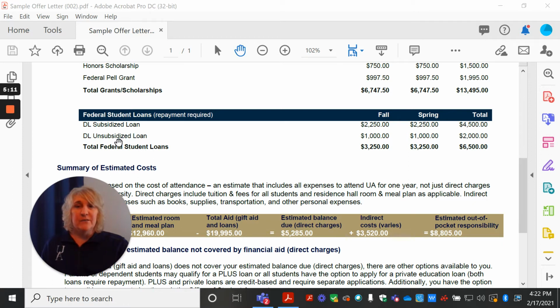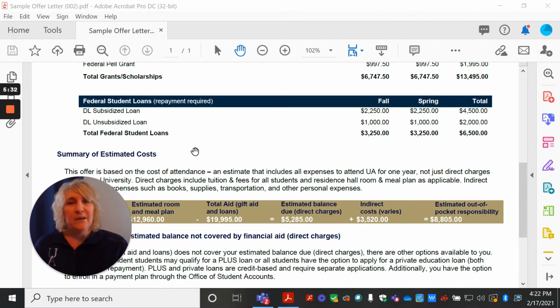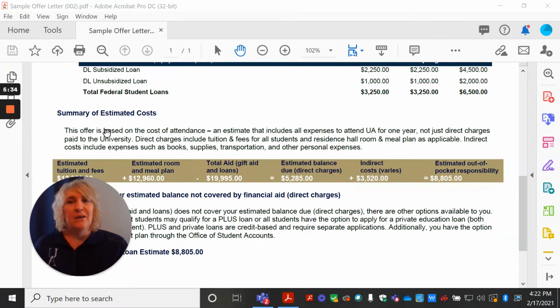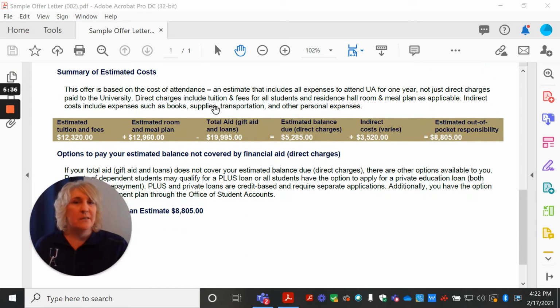The unsubsidized loan, unfortunately, just the opposite. The interest does begin accruing on that as soon as you receive disbursement. Again, you're not required to pay on that while you're in school, but just know the interest is adding up. Certainly, if you want to make payments on the interest while you're in school, you're welcome to do so, and that's a very smart thing if you can do that. So scrolling on down, we see our summary of estimated costs.